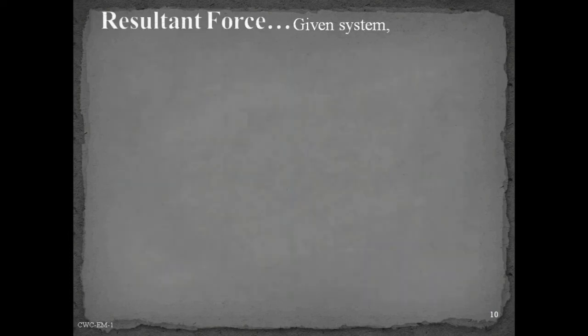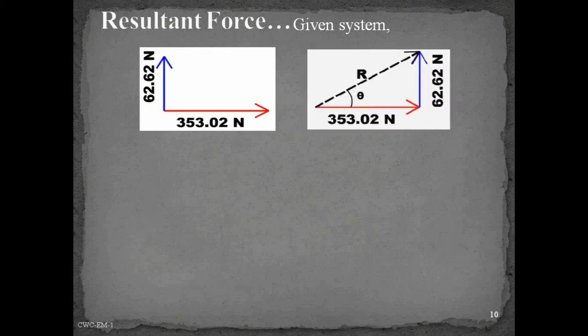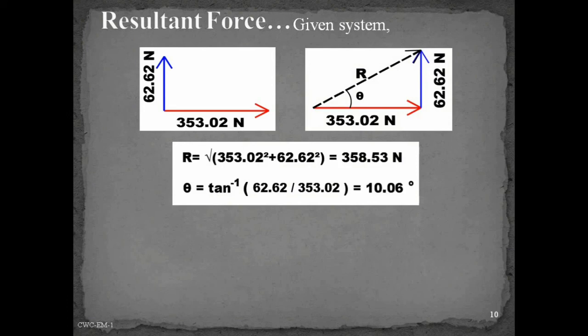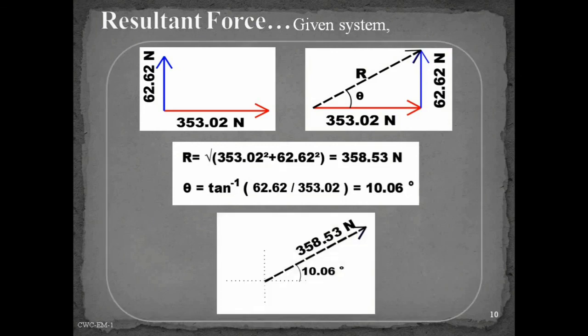Now let's calculate our resultant force. 353 is the total horizontal force we got, that is towards right, and the total vertical component we got is 62.62 upwards. So it is in the first quadrant. So we can calculate the resultant as 358.53 and theta as 10.06 degree. The resultant can be represented like this.